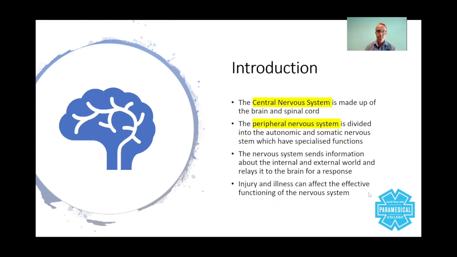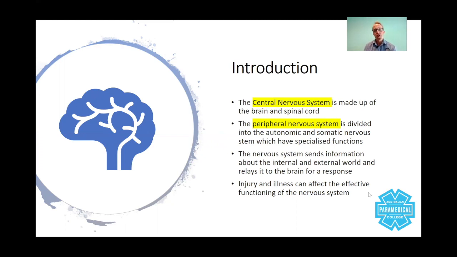All right. So let's start with the basics then. So the central nervous system is made up of the brain and spinal cord. That's the central nervous system. There's also this thing called the peripheral nervous system, which is divided further into the autonomic and somatic nervous system. These have specialized functions. Now, we're going to focus mainly on the central nervous system.